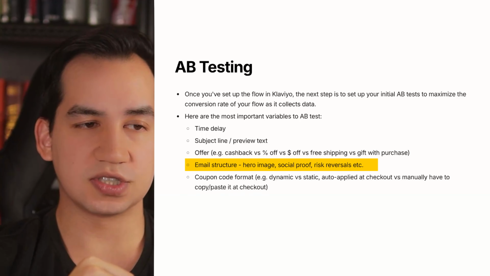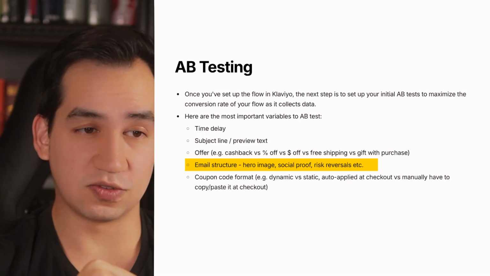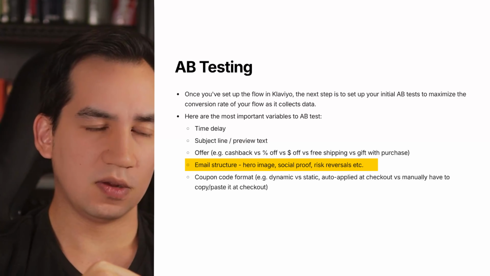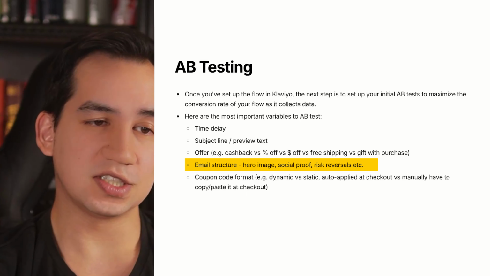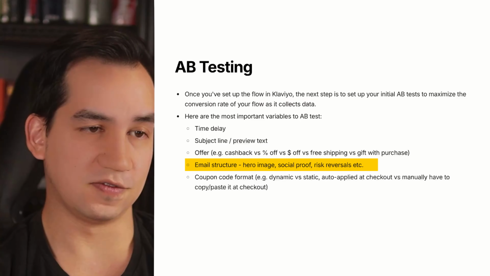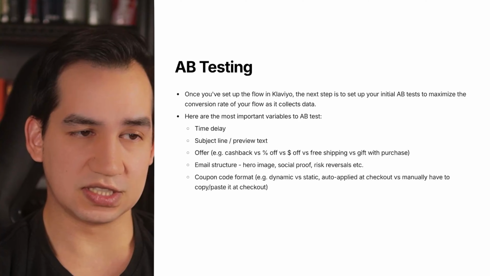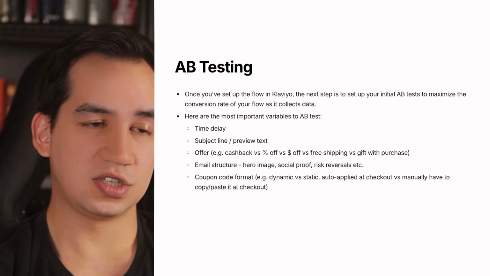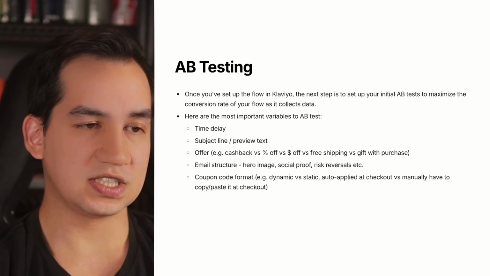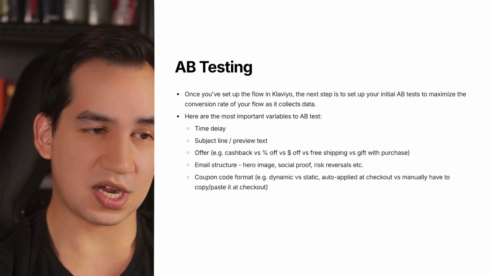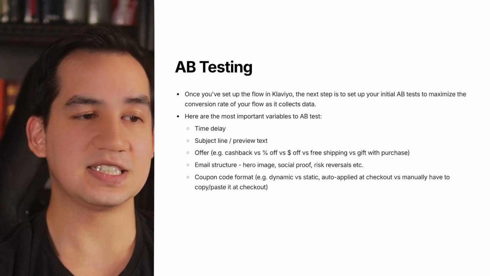Email structure, so it's going to be hero image, social proof, risk reversals. Really just testing out what type of content resonates the best in terms of influencing the conversion rate. For instance, sometimes not having a hero image works the best. Sometimes having it be fully plain text works the best. Sometimes having long form copy works the best. You really just gotta test it out a little bit.